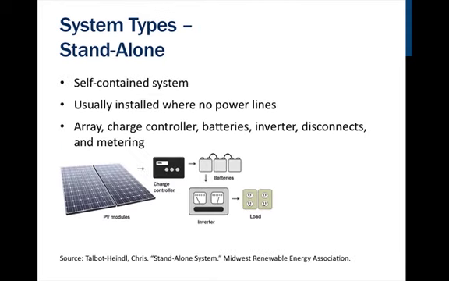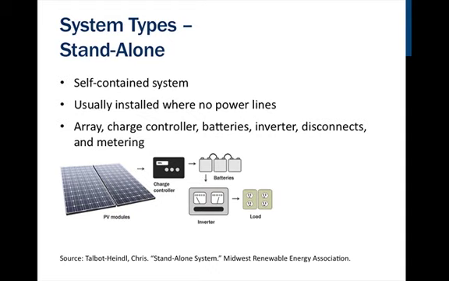A standalone or off-grid system is a self-contained system. Standalone systems are usually used when the utility power lines are not in place and it would be more expensive to bring the utility in, or when a homeowner wants to be completely independent from the utility. A standalone system includes the following components at a minimum: an array, charge controller, batteries, inverter, and metering.